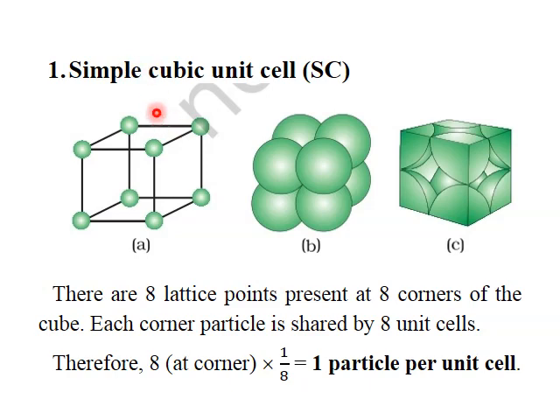Now in simple cubic, 8 lattice points are at the corners. As we have discussed, a corner particle is always shared by 8 unit cells. Its contribution to a unit cell will be equal to 1 by 8. So 8 corner particles multiplied by the contribution, because each particle contributes 1 by 8th part, 8 into 1 by 8 becomes equal to 1 particle per unit cell. So in a simple cubic unit cell, there is one particle per unit cell.